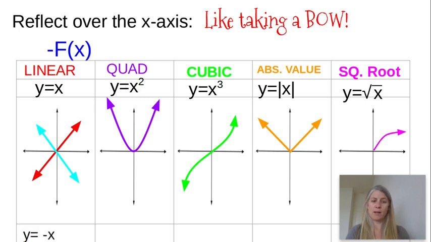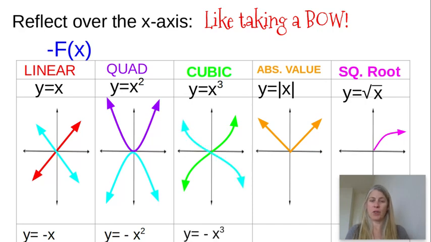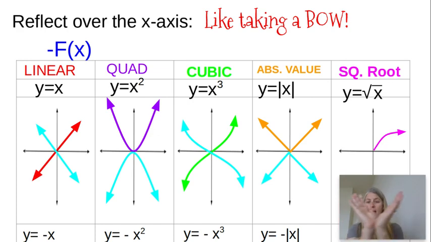For our line, y equals negative x. For our parabola, we're flipping it over the x-axis: y equals negative x squared. For our cubic, we have y equals negative x to the third. And for our absolute value, we have y equals negative absolute value of x. Once again, we're flipping it over the x-axis, kind of like painting the original function and then folding a piece of paper in half this way and seeing where it ends up. And our last one is y equals negative the square root of x, where the negative is outside.